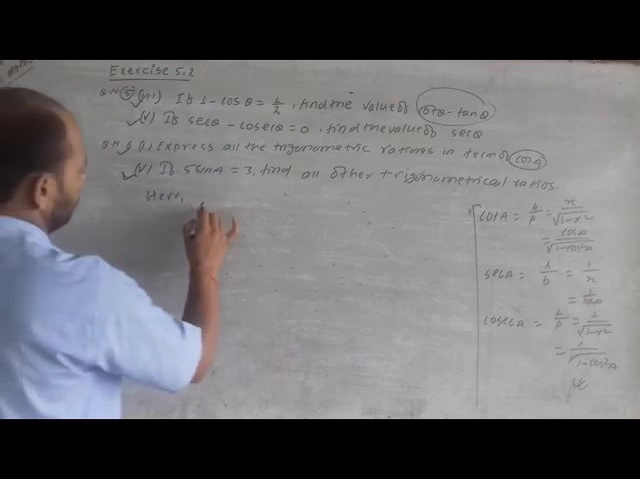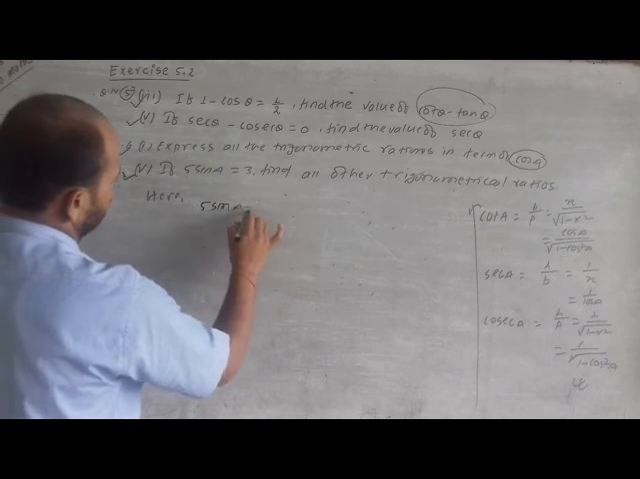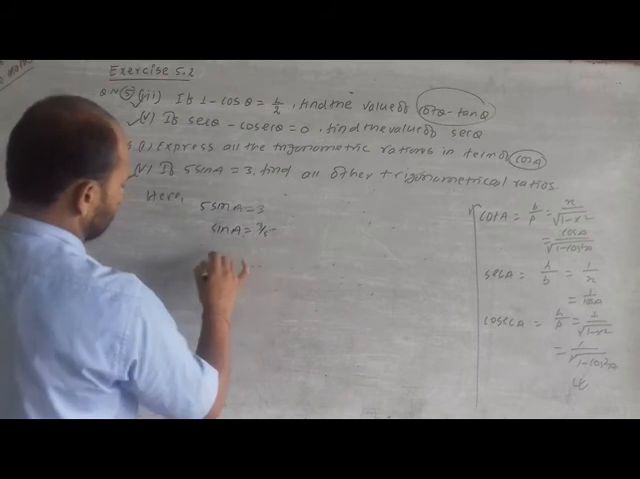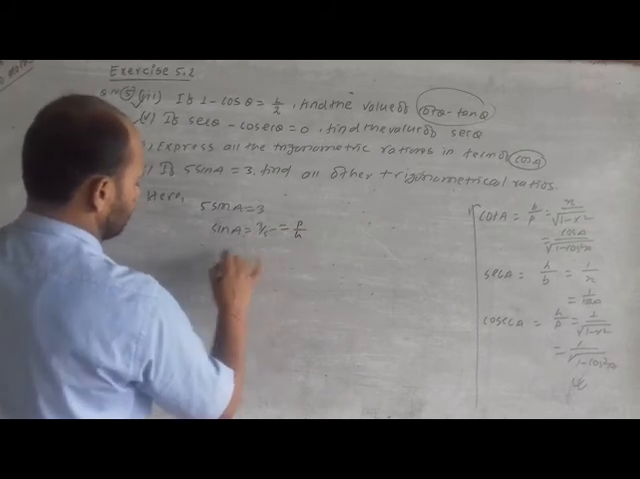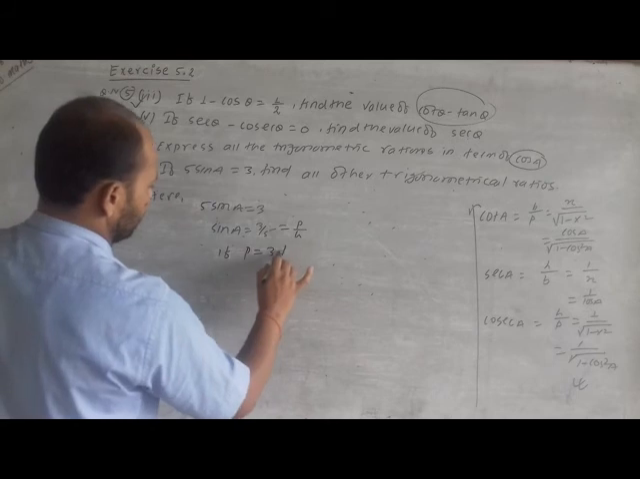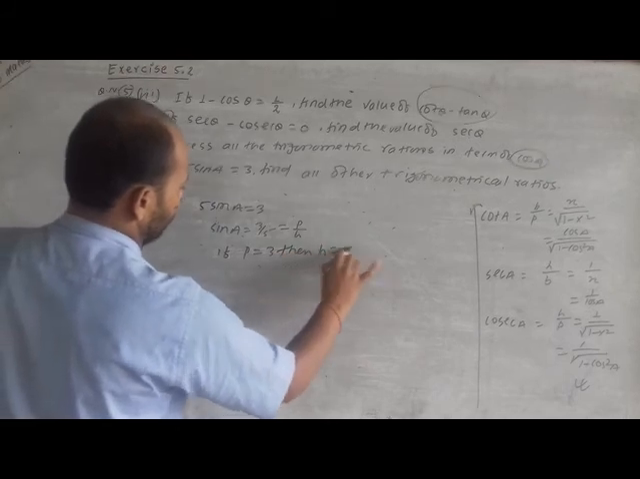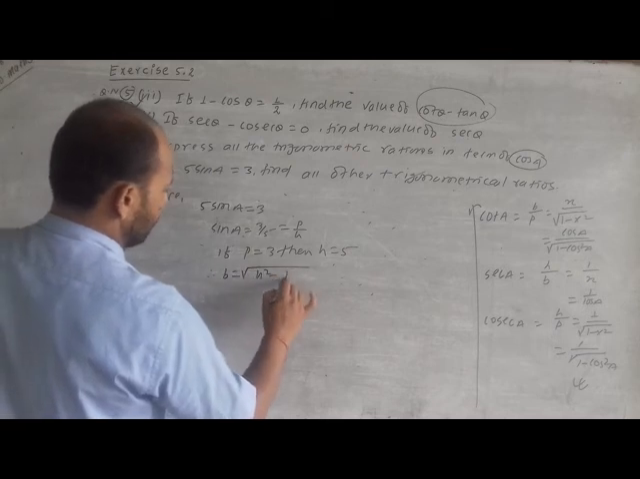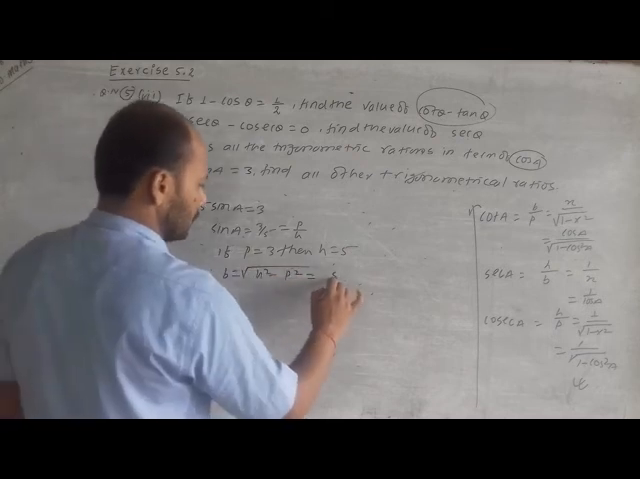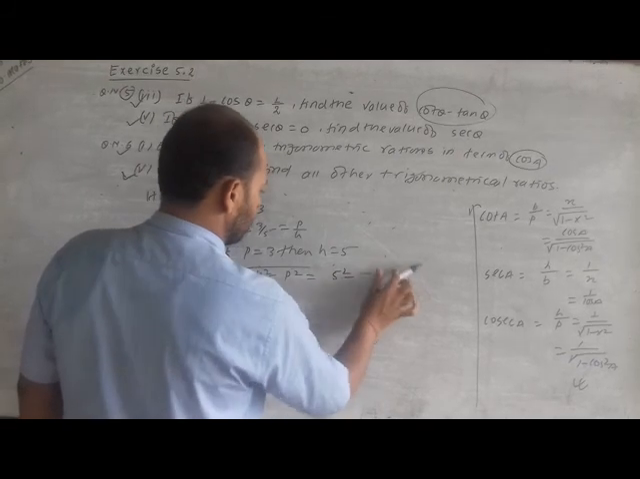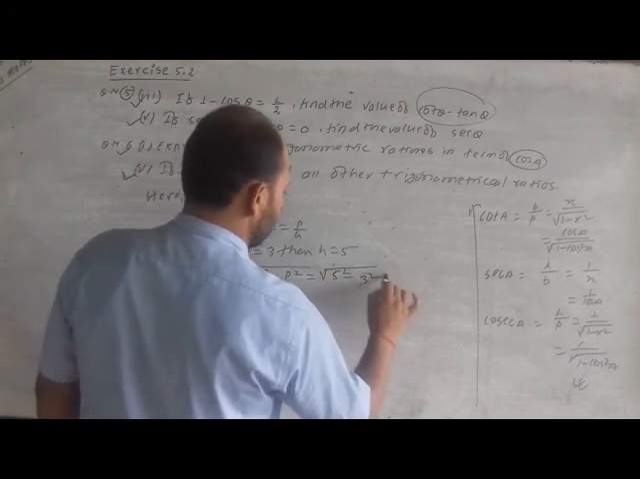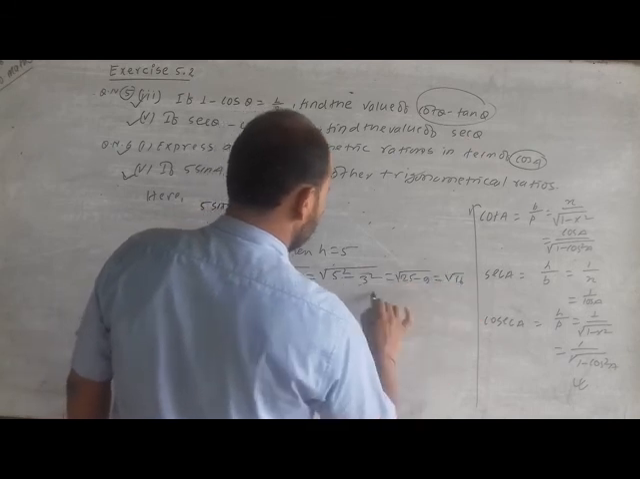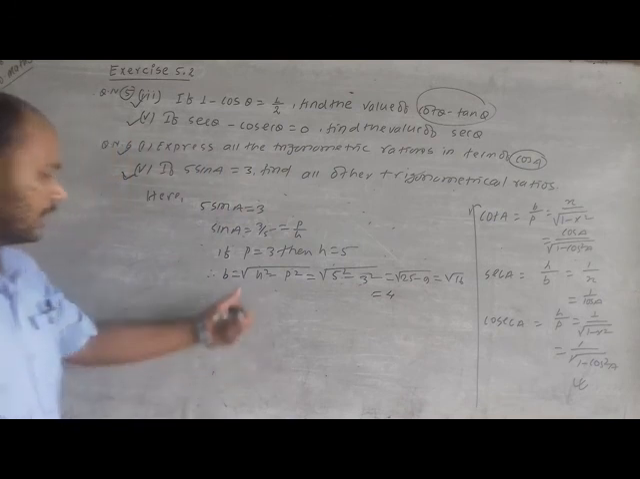So here we have 5 sin a is equal to 3. Therefore sin a is equal to 3 by 5, which is equal to p by h. So if p is equal to 3, then h is equal to 5. Therefore b is equal to, you know the formula, root under h square minus p square, 5 square minus 3 square. We have here 25 minus 9, which is root under 16, which is equal to 4. First you should find b from here.